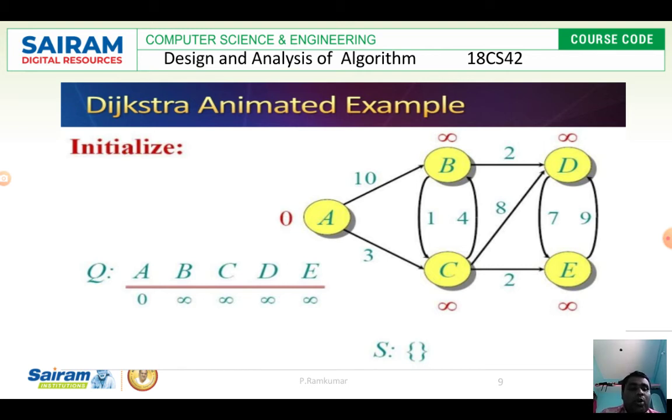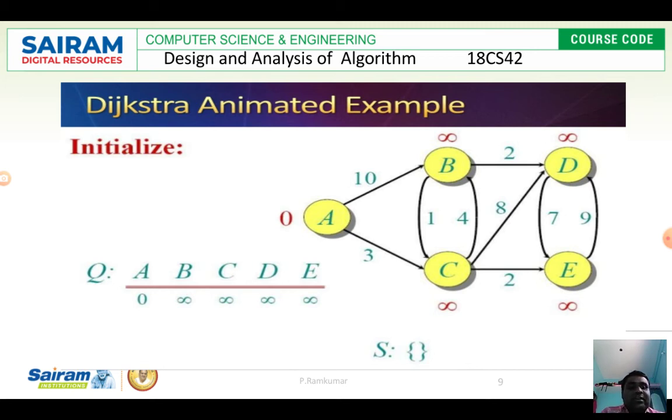So I will mark it as 0. But I don't know the distance between the source vertex and all the other vertices, so the remaining vertices will be marked as infinity. Distance from A to B is infinity, A to C infinity, A to D infinity, A to E infinity. But A to B carries weight 10, and A to C carries weight 3.